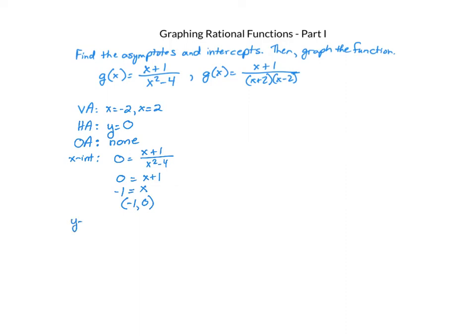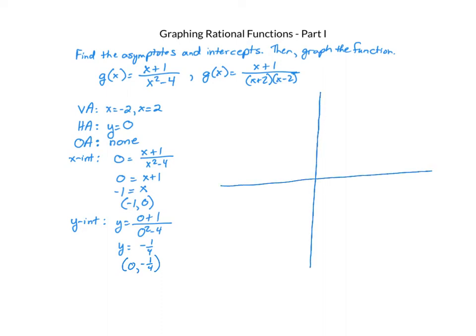And we move on to the y-intercepts, and the y-intercepts we get by making x equal to 0. So we have y equals 0 plus 1 over 0 squared minus 4, and we have y equals negative 1/4. So 0, negative 1/4 is our y-intercept. So let's write all of that on our grid.